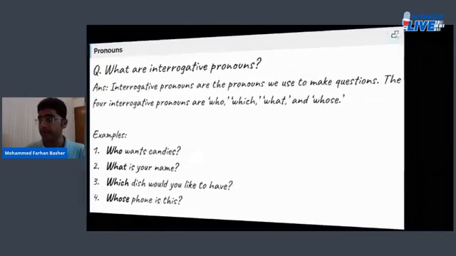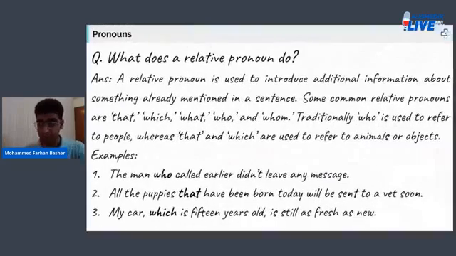Okay? All right. Relative pronouns. Now, what does a relative pronoun do? A relative pronoun is used to introduce additional information about something already mentioned in a sentence. Some common relative pronouns are that, which, what, who, and whom. Remember these, please.